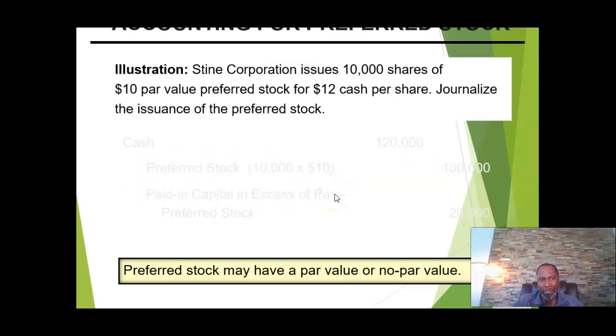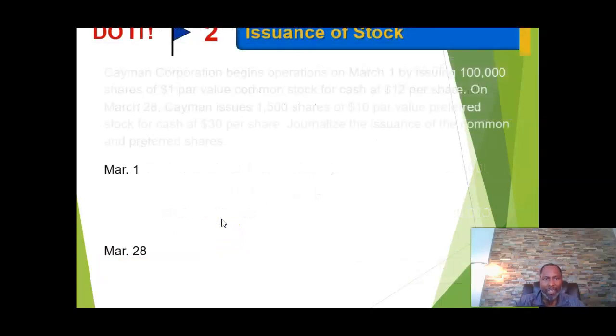excess account, but notice that it says preferred stock rather than common stock. So from an accounting standpoint, we treat common stock and preferred stock the same. You always credit common stock or preferred stock at its par value amount, and any excess goes into your paid-in capital in excess account. Okay?